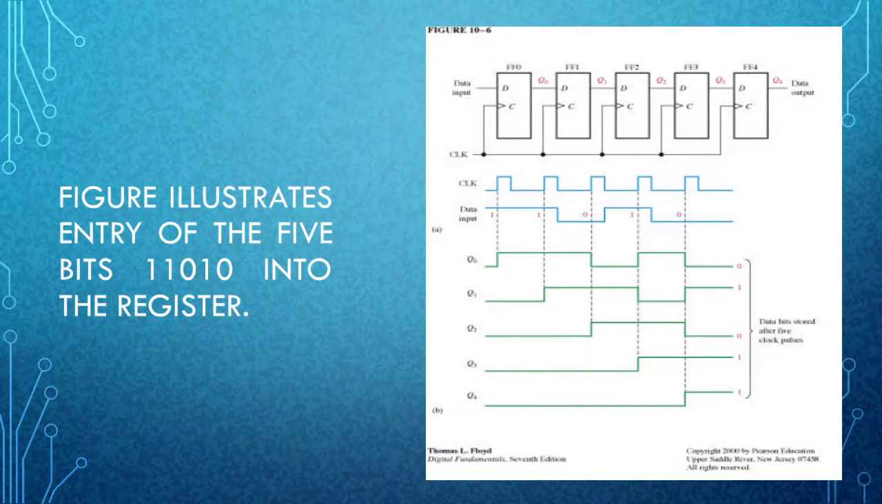Now we can see how bits are entered into a flip-flop using this timing diagram. In the timing diagram, we can see there is a clock at the top and the data input in the next section. So we can see the data is entered serially and finally the same data is received at the output, which is shown at the leftmost corner of the diagram.